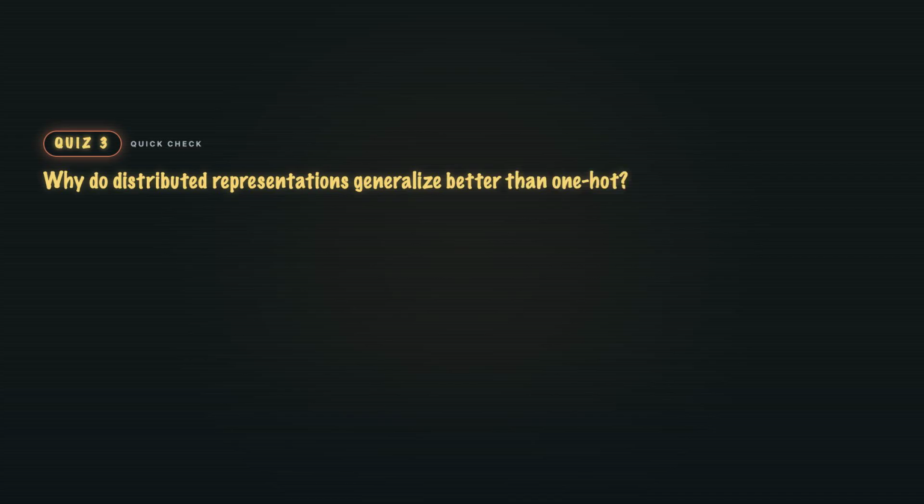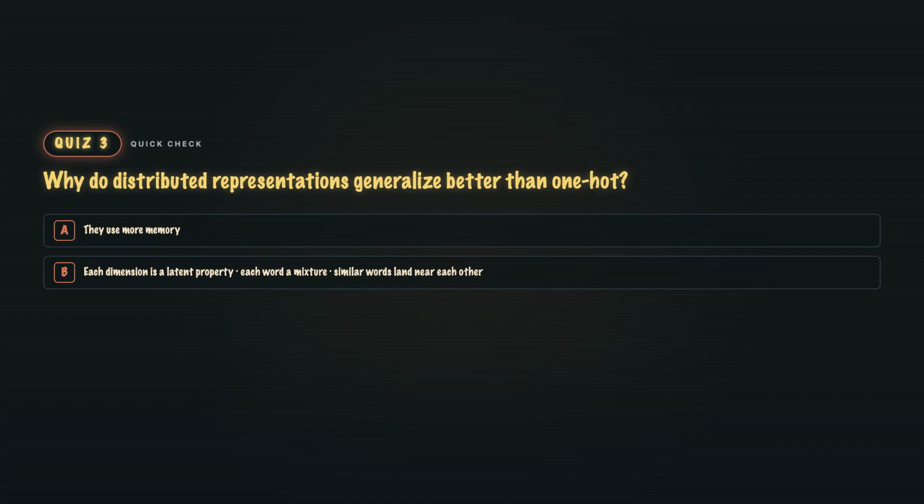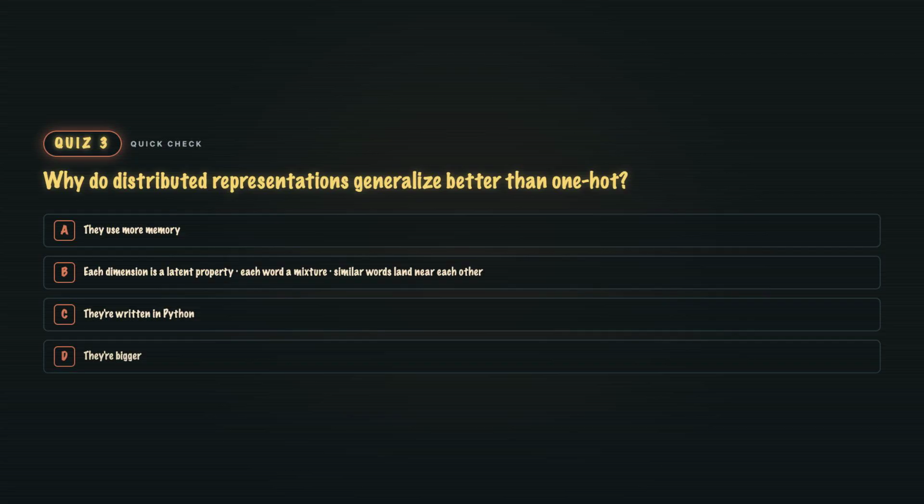Quiz 3. Why do distributed representations generalize better than one-hot? A, they use more memory. B, each dimension is a latent property, each word a mixture, similar words land near each other. C, they're written in Python. Or D, they're bigger.